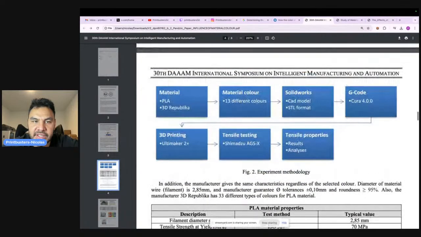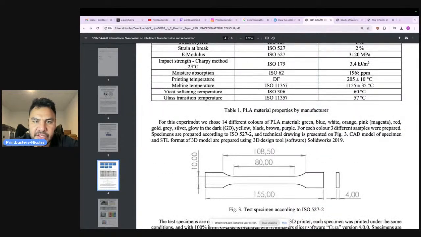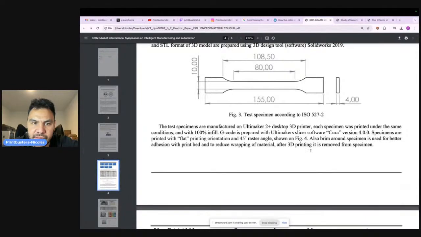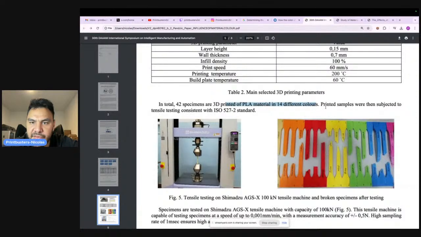Experiment methodology, PLA from Republica, 13 different colors, CAD model, okay. In addition, the manufacturer gives us the same characteristics regardless of the selected color. It has 30 different types of color of PLA material, okay. For this experiment, we chose 14 different colors of PLA materials: green, blue, white, orange, pink, magenta, red, and so on. Glow in the dark also. For each color, 3 different samples are prepared. Okay, so they might not go back to PLA, 14 different colors, subject to tensile testing, okay.